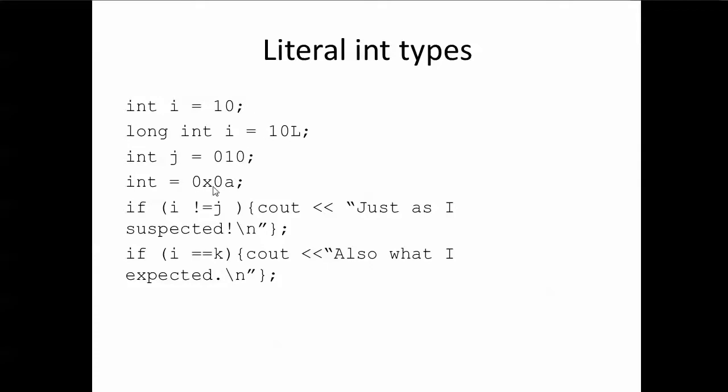And then this is hexadecimal. Now you won't do this by accident, but when you put a 0 and an X, that means, hey, this is a hexadecimal. So A is hexadecimal for decimal 10. So this is the same as 10. This is 8. This is 10. That's 10. So this is just saying that if you tried to compare I and J, this would be 8, this would be 10. It would not compare. They would not be equal.